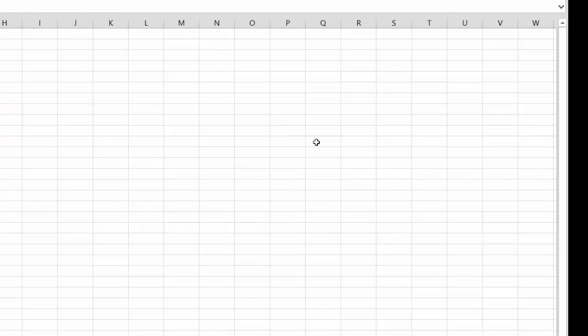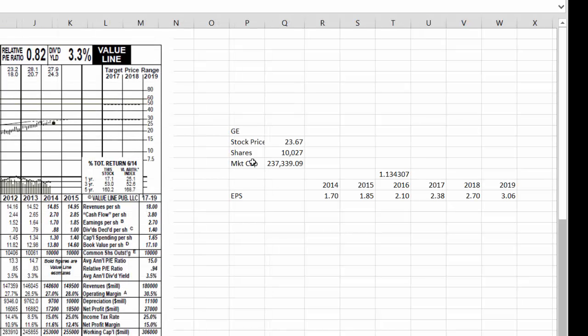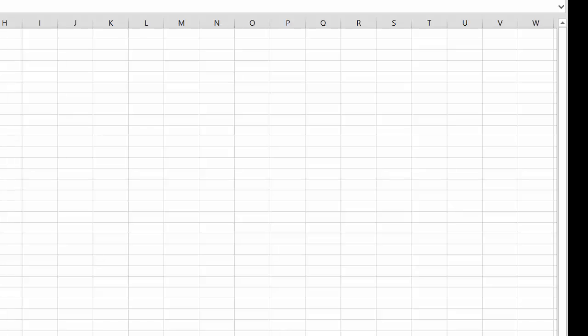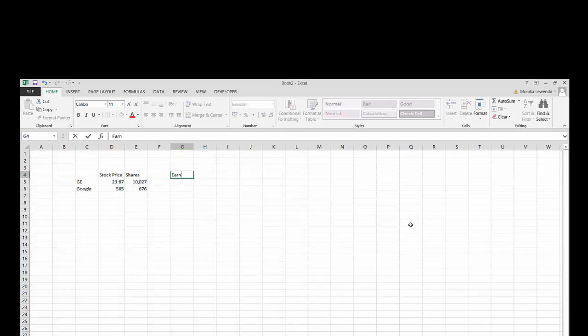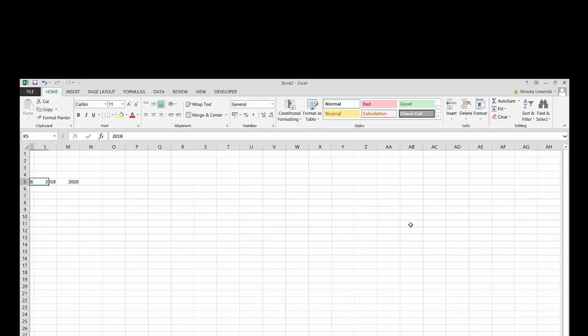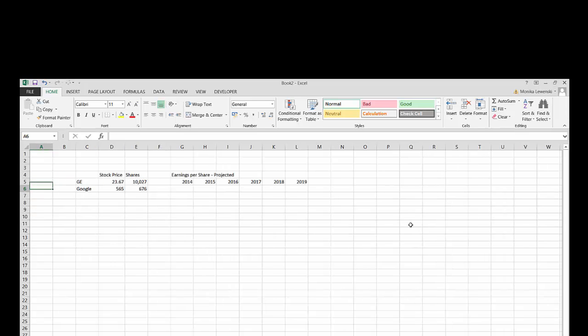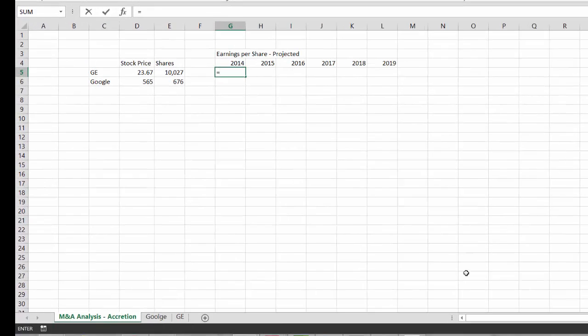Okay, and then let's do the same thing with the shares. We get the GE shares, and we get the Google shares. Okay, and finally, let's put the earnings per share that are projected. And we put 2014 and EPS. And I think we just stopped here. Okay, and of course I put it in the wrong place. Let's move that up. And let's first get the GE earnings.